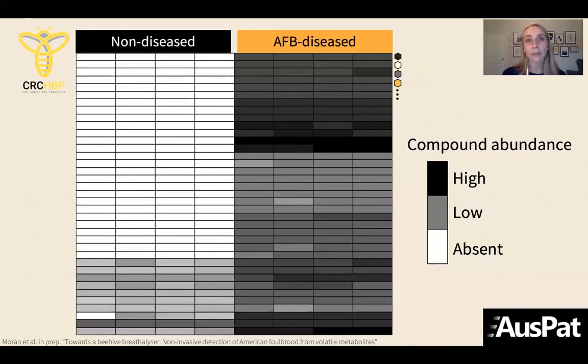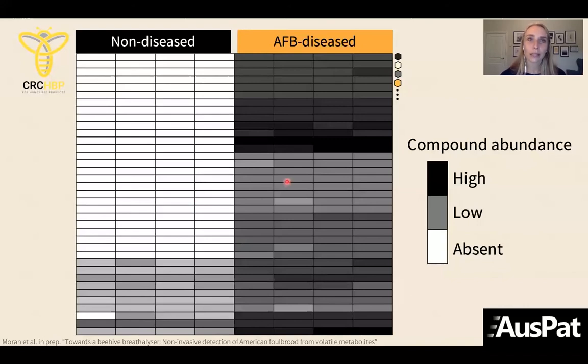This is a heat map showing the abundance of these biomarker compounds in non-diseased and AFB diseased brood. Each row is a different volatile compound. Where it is dark, it's highly abundant, and where it's white, it's absent. So what you can see is that these biomarkers are either highly abundant or exclusive to American foulbrood.